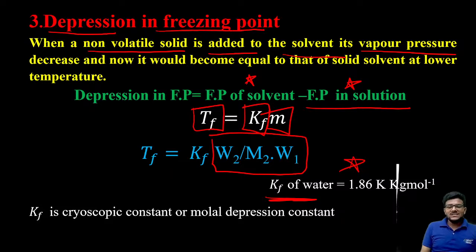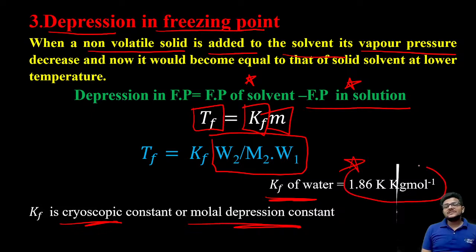Got it? So Kf of water, or we can say the cryoscopic constant, or the molal depression constant, is equal to 1.86 K kg mol^-1. Got it? There is a decrease in the freezing point because we are adding a non-volatile solute to the solvent, so its vapor pressure gets decreased. The decrease in vapor pressure leads to the lowering of the freezing point.